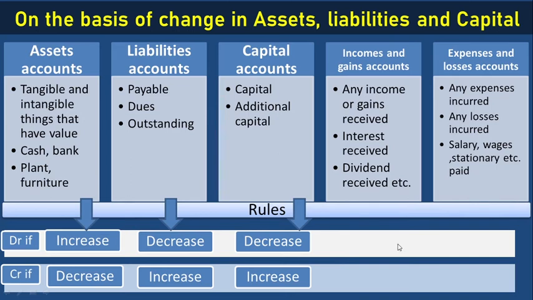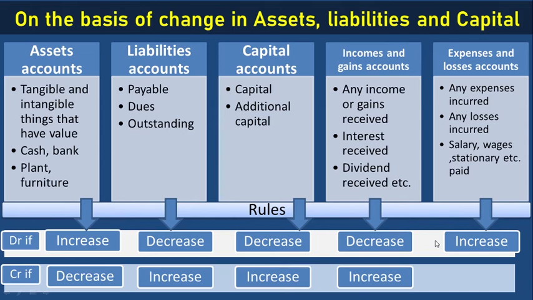Income and gains account is debited if it is decreased, and it is credited if income and gains are increased. Expenses and losses are debited if expenses and losses are increased. It is credited if that is decreased. These are the rules of debit and credit on the basis of changes in assets, liabilities, and capital. If you are not familiar with personal account, real account, and nominal account, you can also learn the rules of debit and credit by the changes.